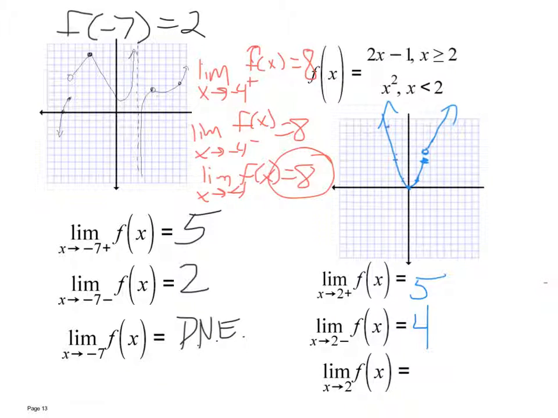Okay, so my limit overall does not exist because, again, they do not meet. They have to match from the left and the right for the limit overall to exist.